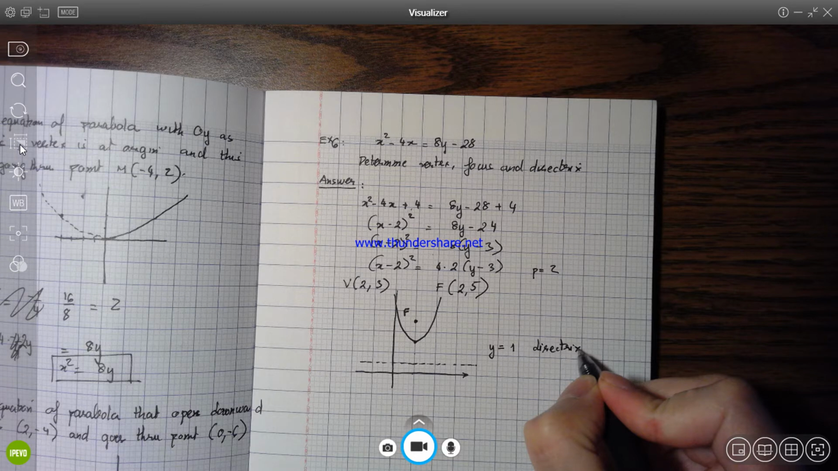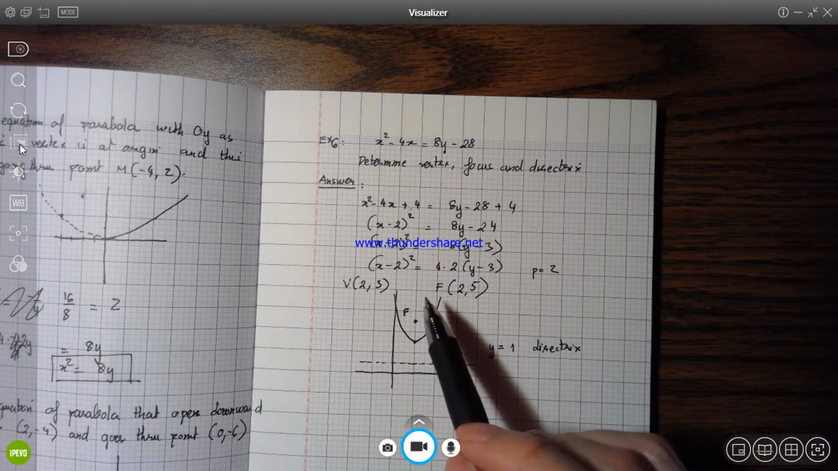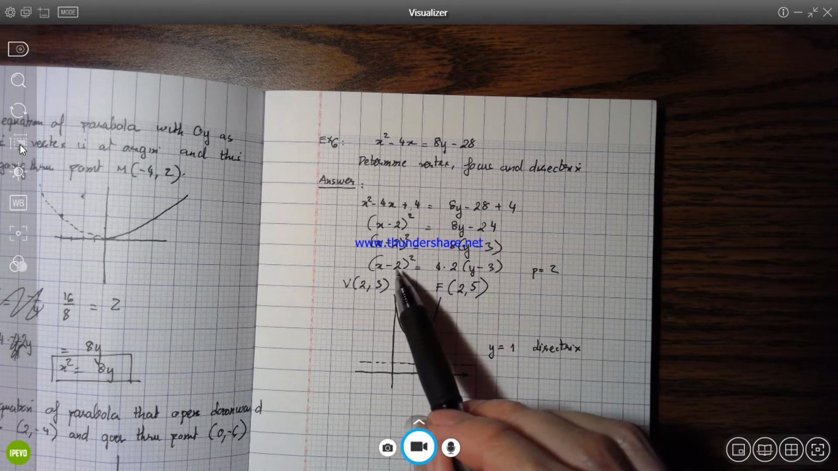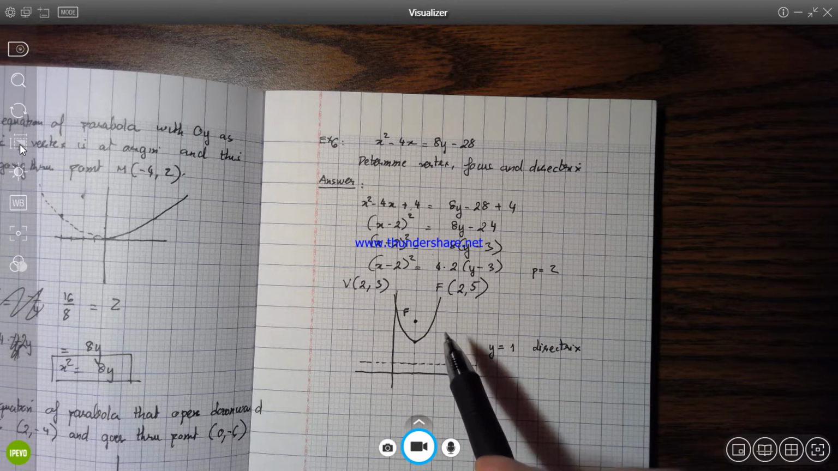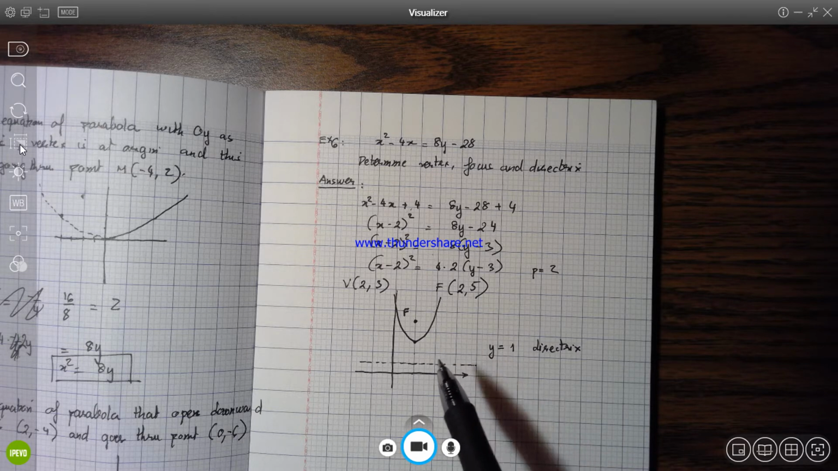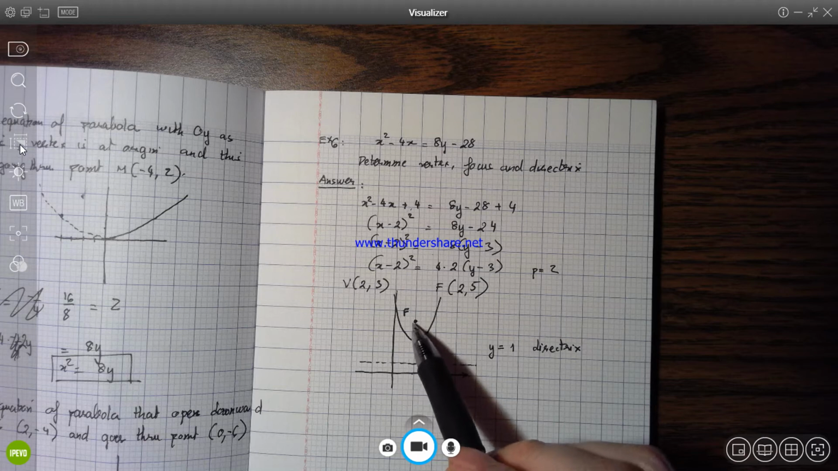So when you're dealing with a parabola whose vertex is not at the origin, you have to be careful. You have to go ahead and sketch it, so that you know right away the coordinate of the focus.